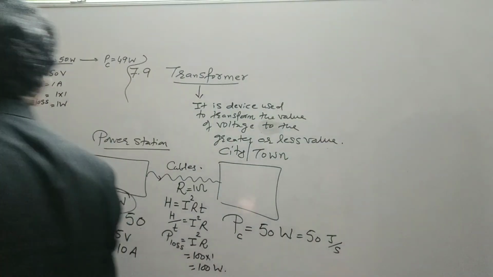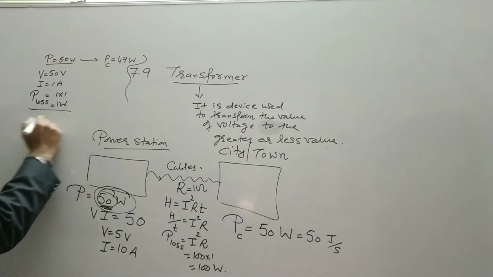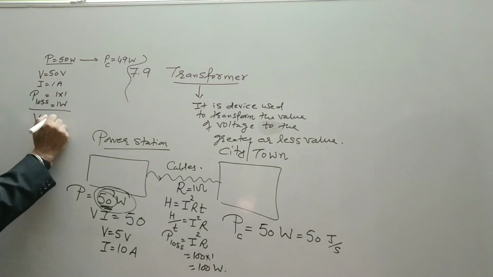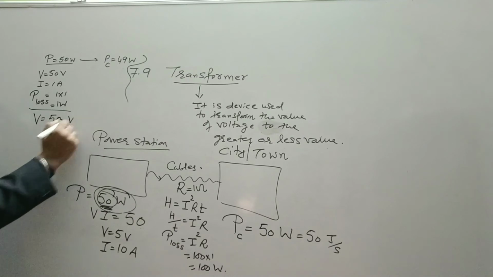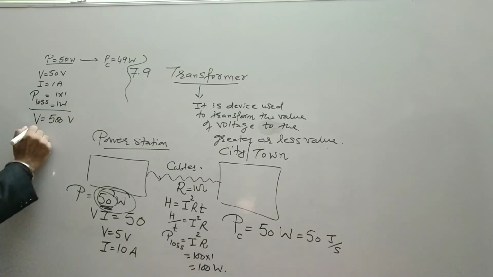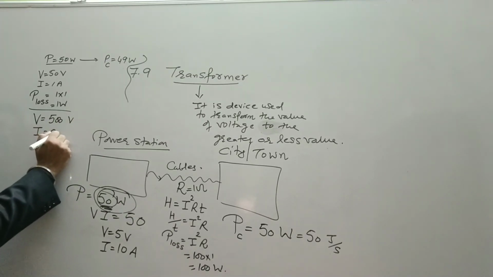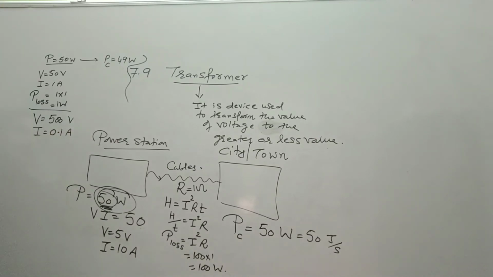Now suppose I want to minimize the power loss. So let us make the voltage 500 volt. Then the current should be reduced to 0.1 ampere only. Then when you multiply this 500 into 0.1, again you will get this constant 50. Now see the power loss.